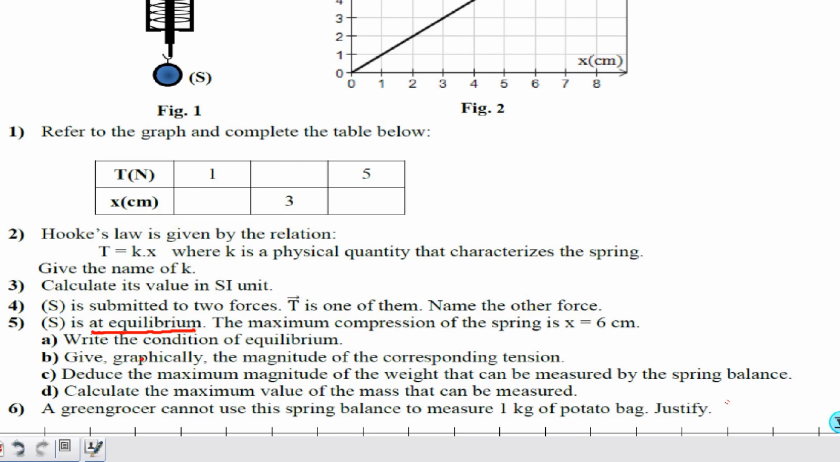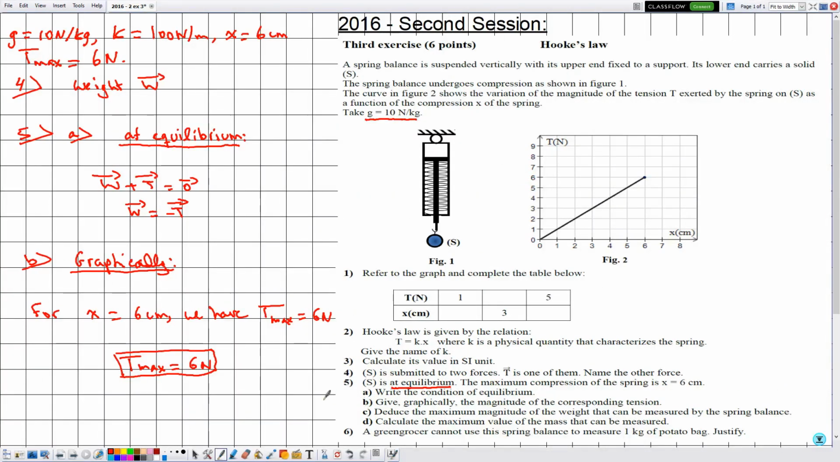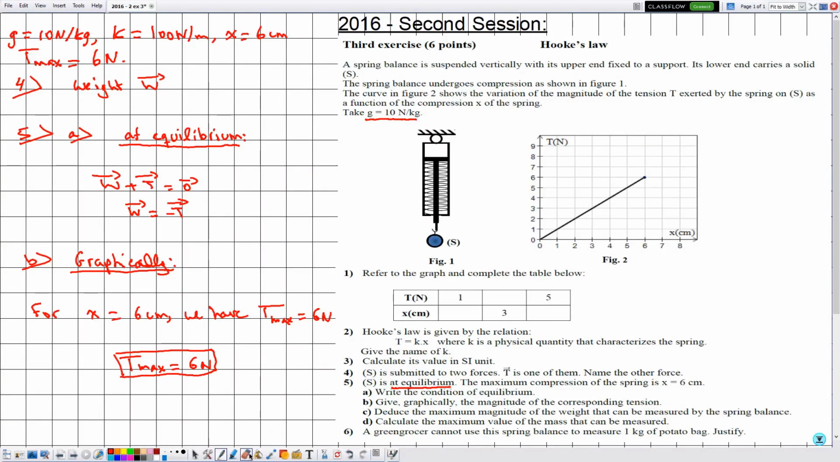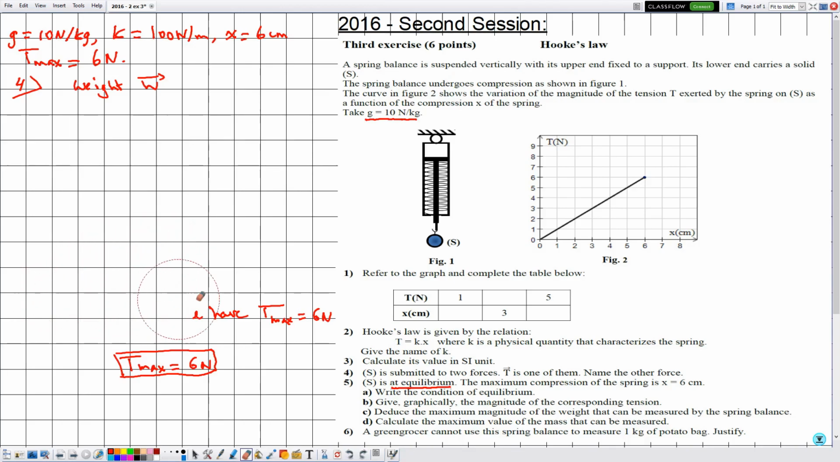And now in part C, deduce the maximum magnitude of the weight that can be measured by the spring balance. And deduce means that we need to use the parts just before. In part B, we have determined T max, and in part A, we have determined the condition of equilibrium. So knowing that this equation tells us same line of action, opposite direction, same magnitude, then let's say we are in part C of number 5.